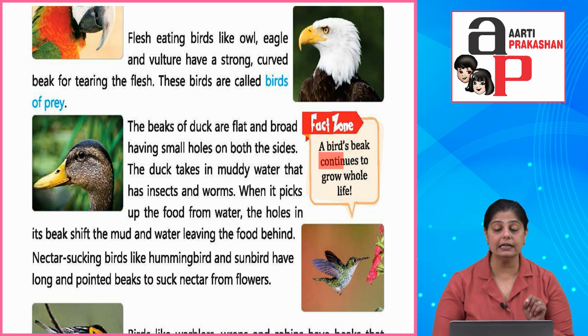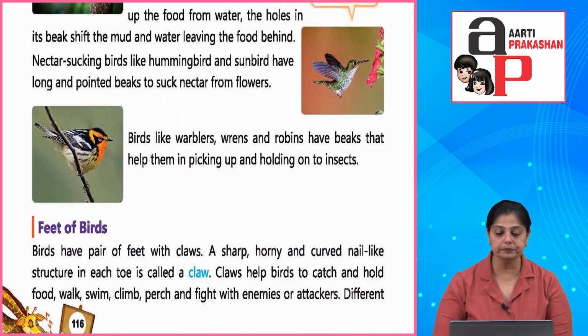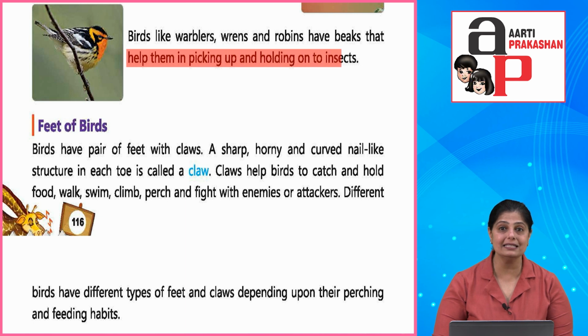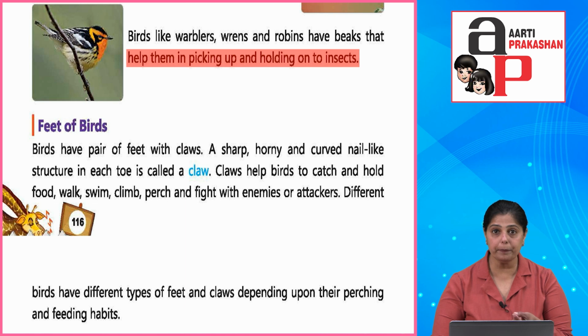Okay. Now children, let's look at a fact zone. A bird's beak continues to grow whole life. पूरी जिंदगी उनकी beak जो है वो बढ़ती रहती है. Okay. Birds like warblers, wrens and robins, they have beaks that help in picking up and holding on to insects. तो उनकी beak का shape देखो कैसे है, that it helps them to pick up, okay, and hold the insects.